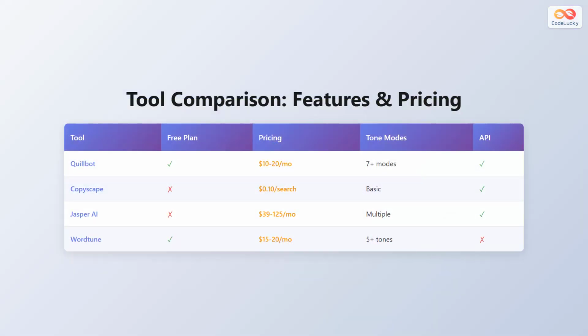Let's compare these tools across key dimensions. Quillbot offers a free plan with 7 or more tone modes and API access at $10 to $20 per month. Copyscape has no free plan, but charges 10 cents per search with API availability. Jasper AI lacks a free option, costs $39 to $125 per month, includes multiple modes, and provides API access. WordTune offers a free plan with 5 or more tone modes at $15 to $20 monthly, though it lacks API support.